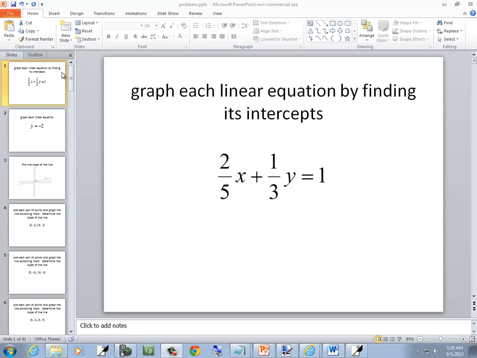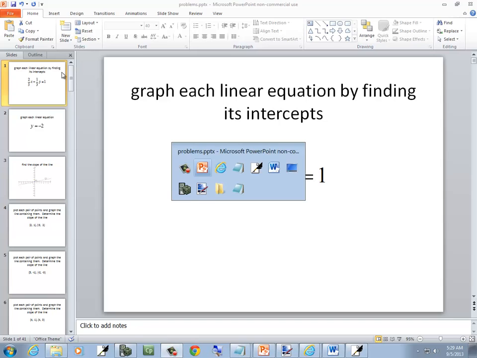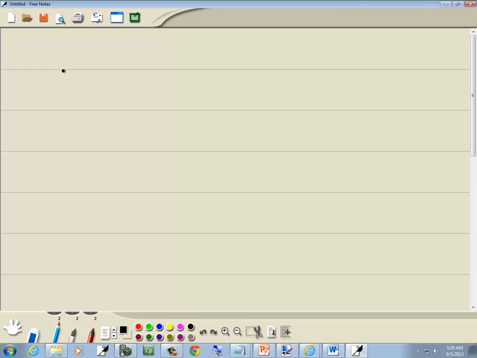In this problem, we want to graph each linear equation by finding its intercepts. So I've got 2/5 x plus 1/3 y equals 1. Now, first thing we'll do is find our x-intercept.